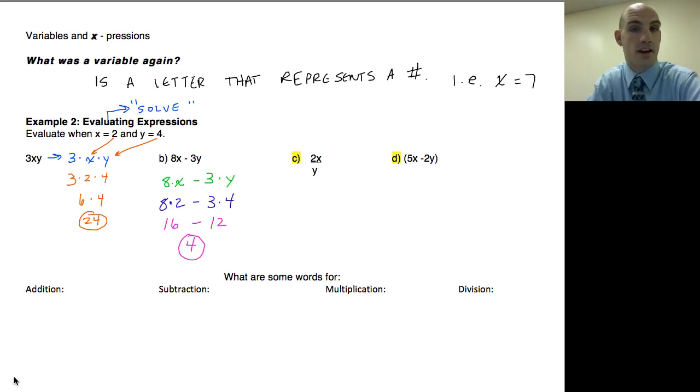I would like for you to try the next two on your own, remembering of course that 2x is 2 times x. Try those two on your own.